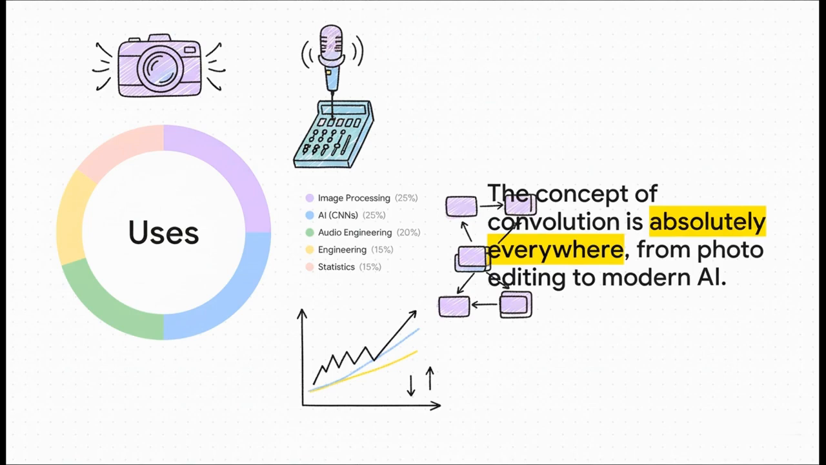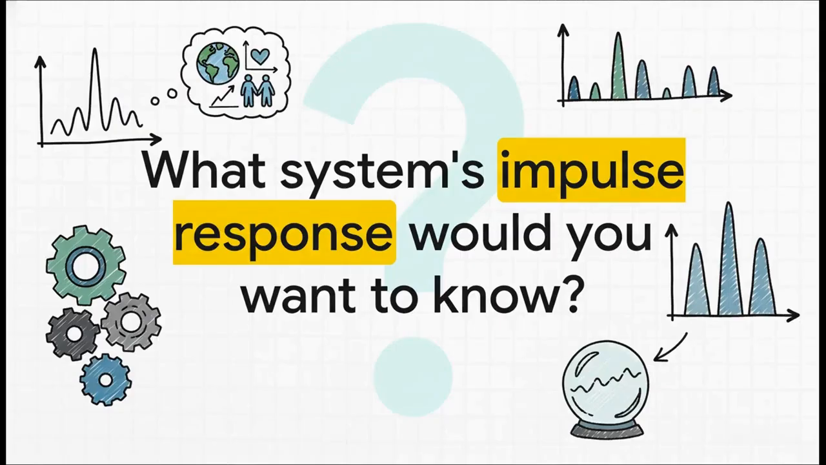It is everywhere. So let's just end on this thought. What convolution really gives us is a framework for prediction. It tells us that if we can just figure out how something reacts to one small poke, we can potentially predict how it will react to any complex series of pokes. So think about that. If you could know the impulse response of any system in your life, the stock market, your career, a relationship, what would you choose and what would you predict? It's a pretty powerful lens to see the world through.